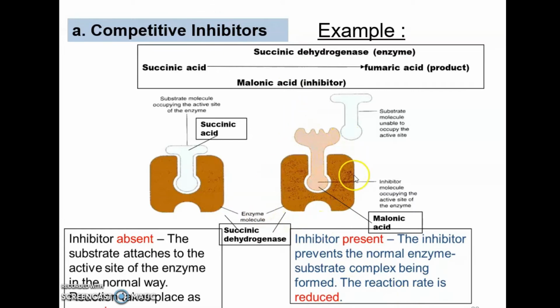Because in this case there is no enzyme substrate complex. So since no enzyme substrate complex, no reaction occurs, no product will form. The product will form when this malonic acid leaves the active site, so that the succinic acid binds to the active site, the reaction can occur, and the product may be produced.